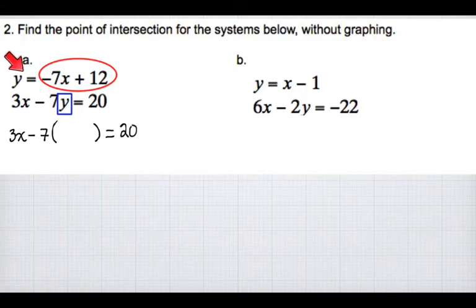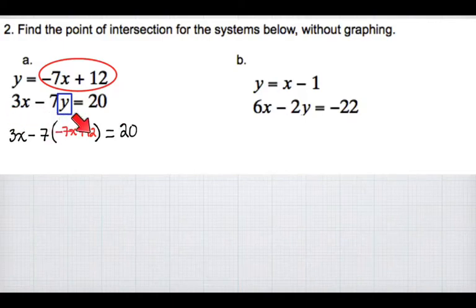So I already know the value of y. The value of y is negative 7x plus 12. So instead of writing y right here, I'm going to substitute negative 7x plus 12 right here. And that would look like this, negative 7x plus 12. And now, as you can tell, this equation here, instead of having two variables like these equations, this one has y and x, this one has y and x, this equation only has x. So now I'm going to finish this off and solve for x.